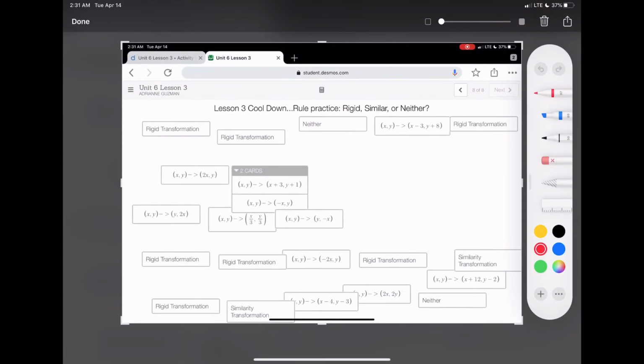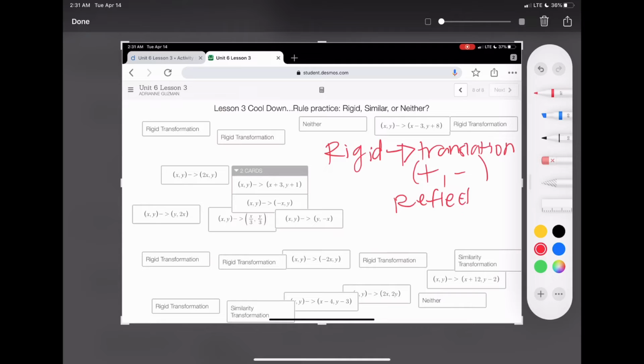All right. So remember that rigid means that nothing changed as far as its size is concerned. So the rigid transformations are like translation. It just moved up, down, left, or right, or in this case, in the rule, that was adding or subtracting. Reflections are also rigid because it just reflected over the x-axis or the y-axis. That's when there is a negative out in front.